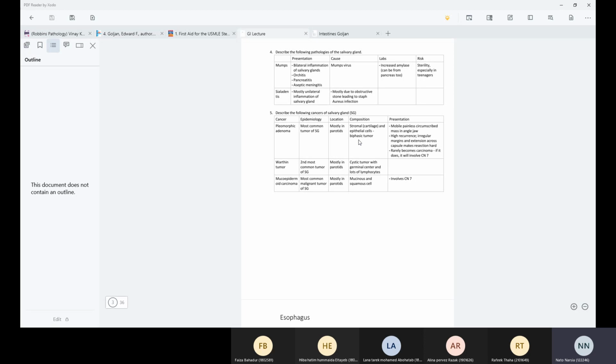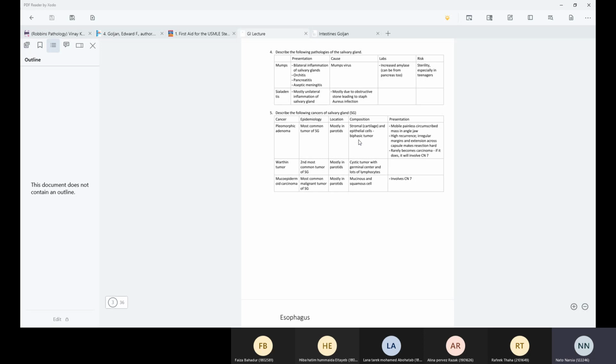Okay, it is benign usually. It rarely becomes carcinoma, but pleomorphic adenoma is quite common, and usually it does not undergo malignant transformation, but it grows quite big. Okay, it grows quite big, so for that reason you need to do surgery in this case.